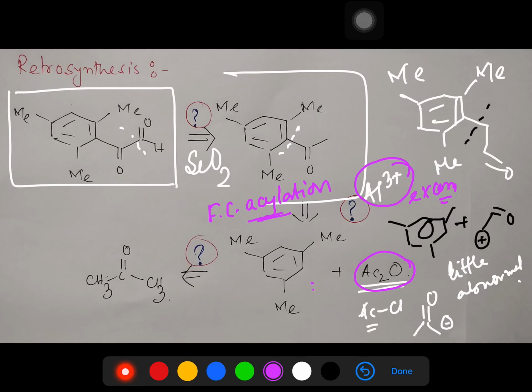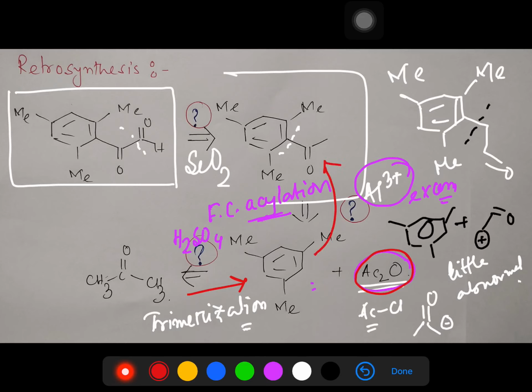And how could this mesitylene be prepared? By trimerization of acetone in the presence of sulfuric acid. This is nothing but a trimerization reaction where three molecules together form one molecule, and I have uploaded a lecture about trimerization reaction. Please visit for your better understanding. So in the forward reaction, acetone is converted into mesitylene by trimerization, it reacts with acetic anhydride via Friedel-Crafts acylation to prepare this ketomethyl derivative, which undergoes selenium dioxide oxidation to produce this 1,2-dicarbonyl compound.